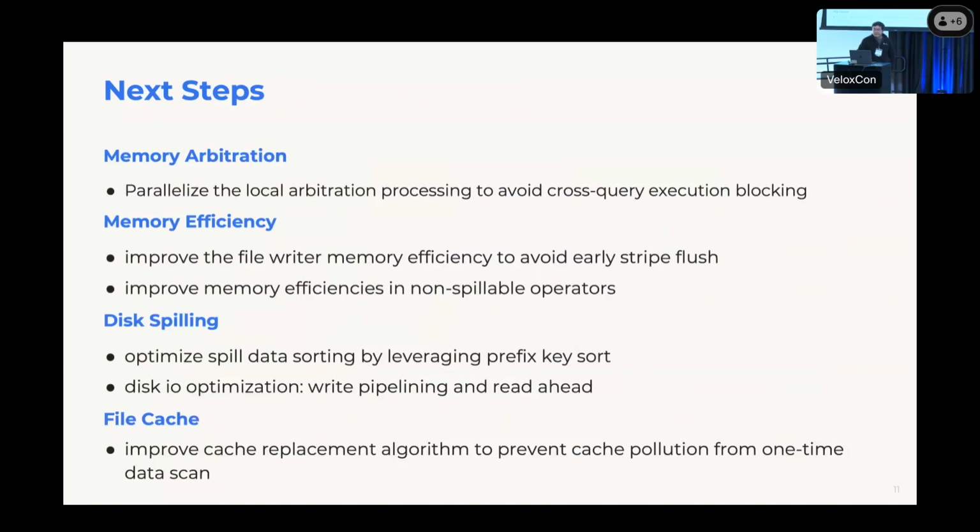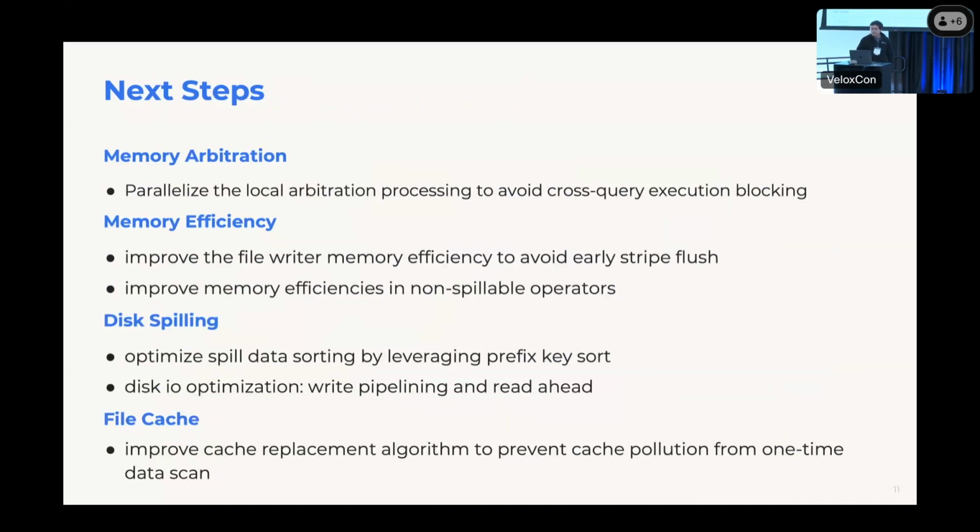So currently we have finished building the memory arbitrator and disk spilling, and using Meta's internal shared test batch scheduling, it runs pretty reliably. So in the next step, we will focus on the performance optimization of memory arbitration and spilling. First, currently the memory arbitration is executed sequentially. So basically we run one memory arbitration at a time to make sure the memory arbitration process has a consistent view of the free capacity in the system.